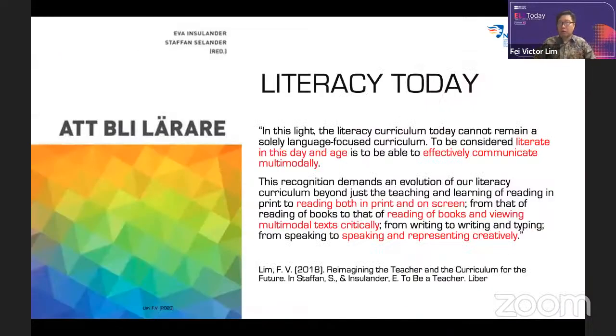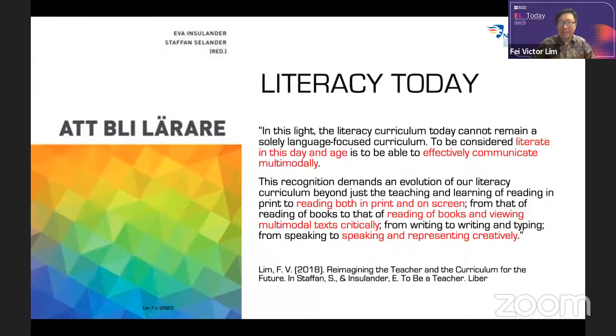As a result, recognizing the different types of learners that we have in our classroom, their different readiness to make meaning with multimodal resources, the different kinds of background and guidance and support they have from home, we need to think about what the school can offer to them to help them be literate and ready to engage with the communicative demands of today's landscape as well as tomorrow's workplace. So in this light, the literacy curriculum, I argue, cannot remain a solely language-focused curriculum, because to be considered literate in this day and age is to be able to effectively communicate multimodally.